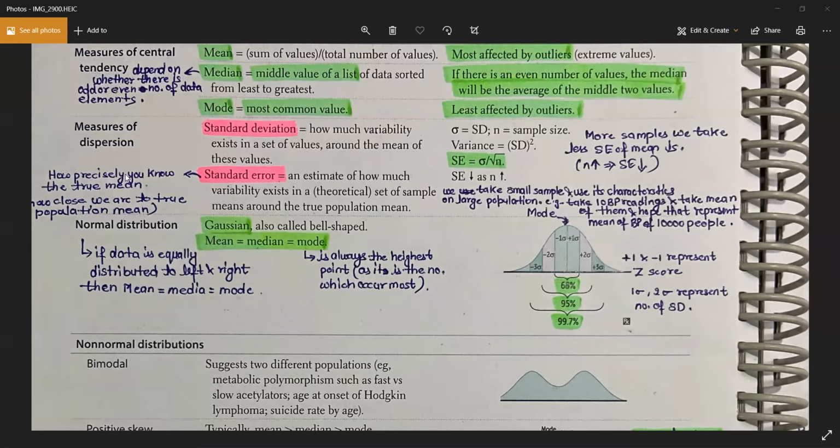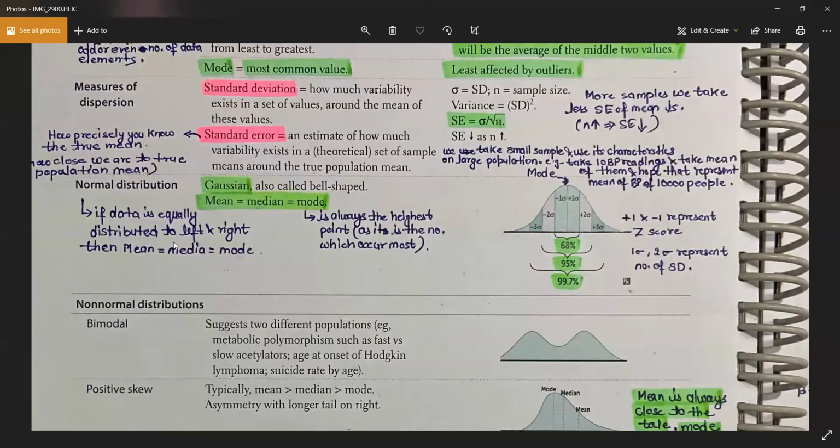If the standard error is very small, that means you know the mean of the true population very well. Okay, so the lower the standard error, the closer you are to the mean of the real population, which means you are very close to the true mean of the population. It's just the difference between the mean of your sample and the true population.